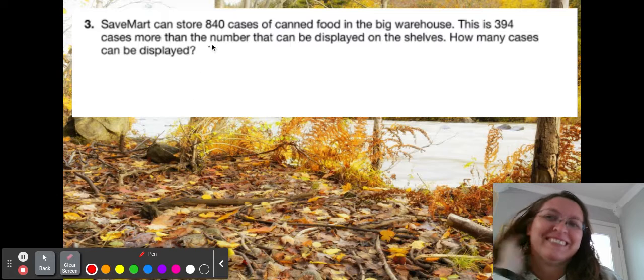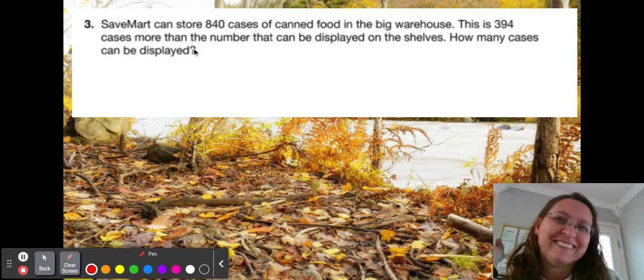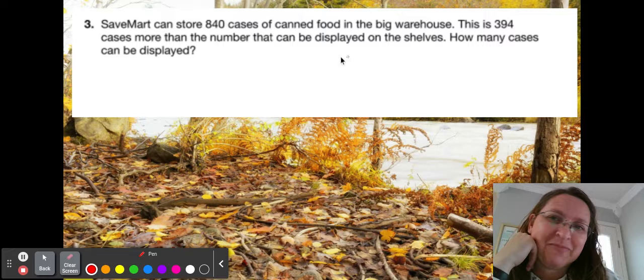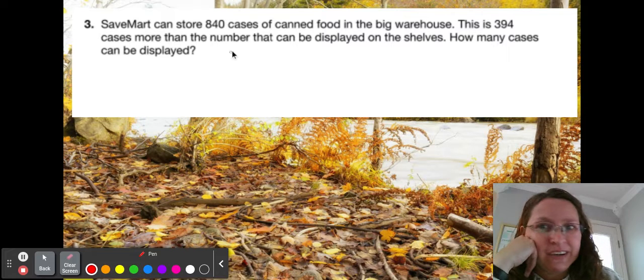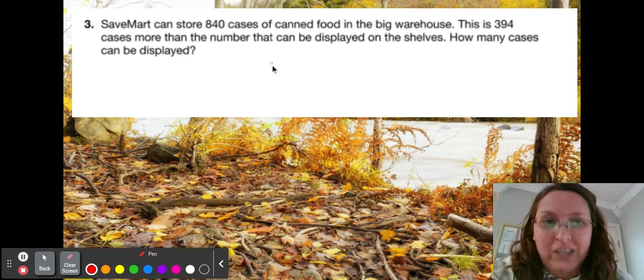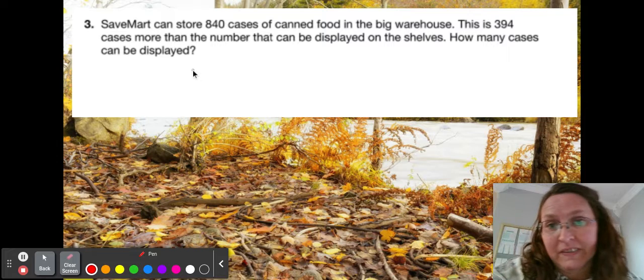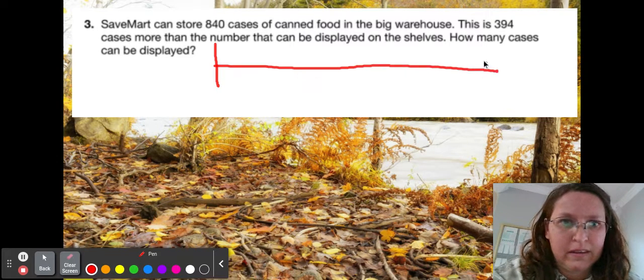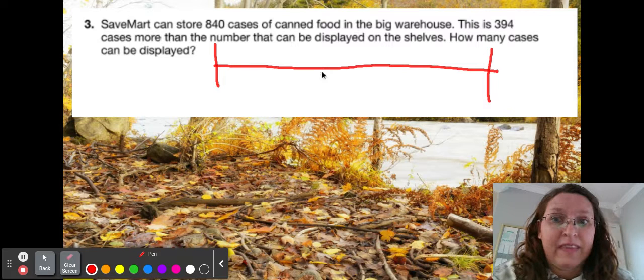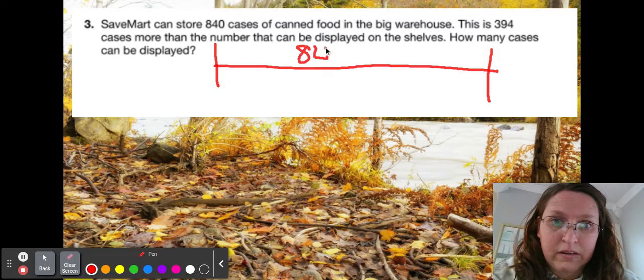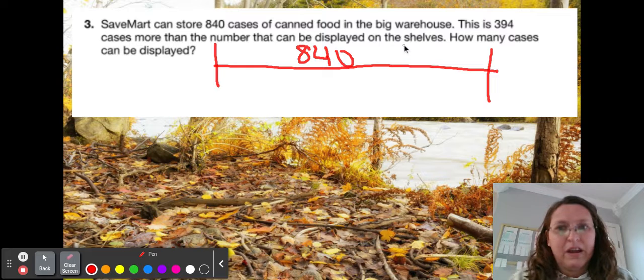Save Mart can store 840 cases of canned food in the big warehouse. This is 394 cases more than the number that can be displayed on the shelves. How many cases can be displayed? Well, this one right here, they can store 840, which is 394 more.